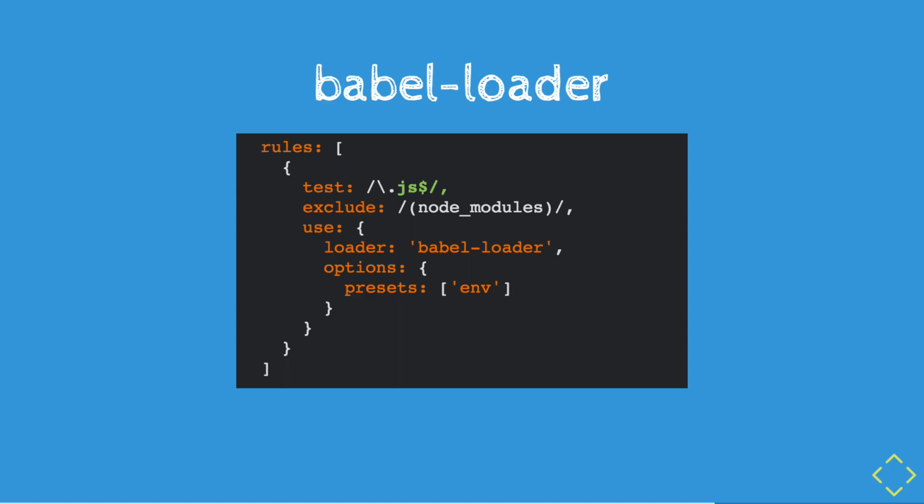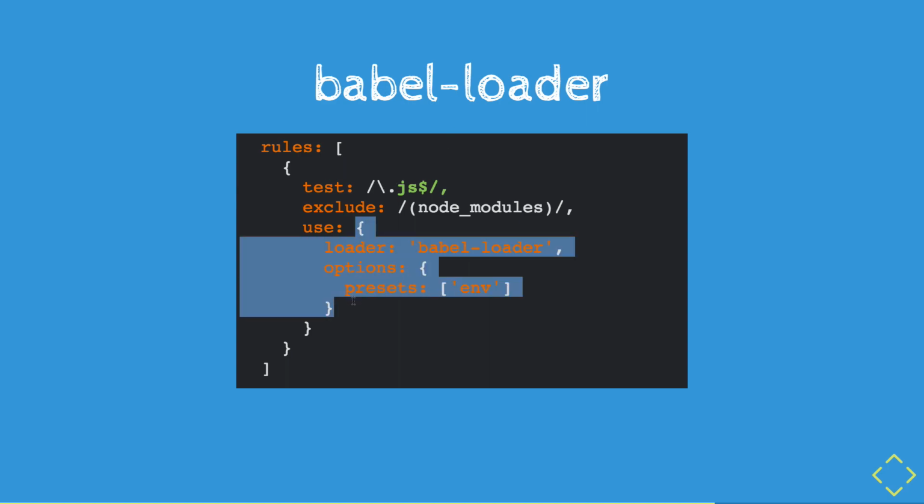So Babel loader. Under use, which tells webpack what loaders to use, that can be an array of uses, right? Isn't that right? We wouldn't put the array at loaders, we put the array at use, I think. Right? There would be an array. Okay, what else?